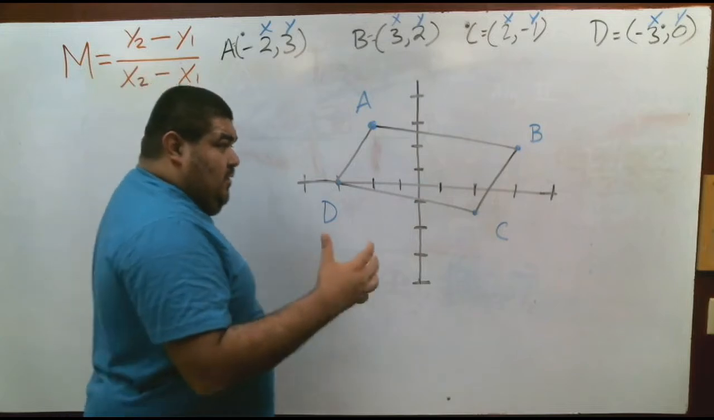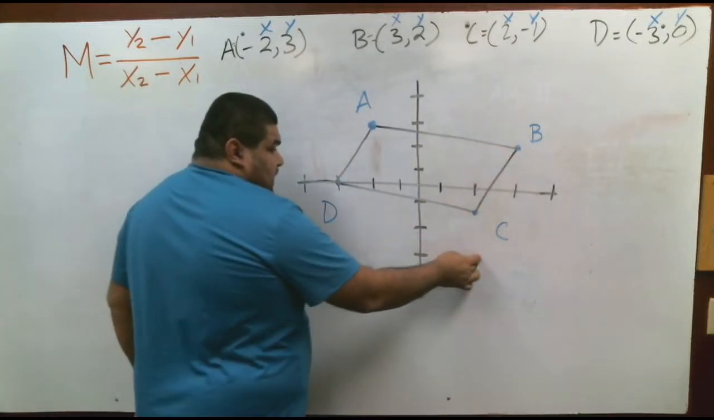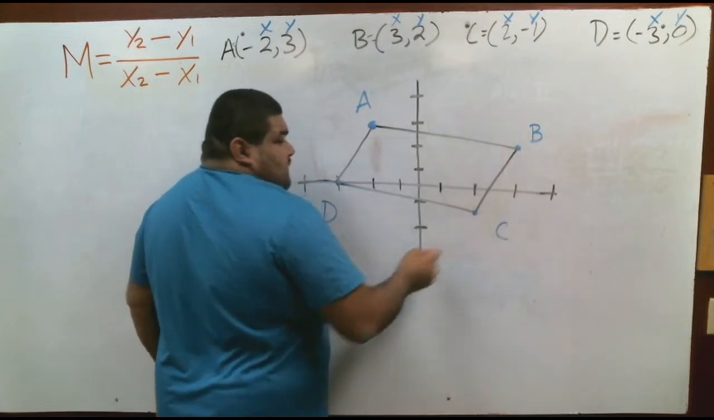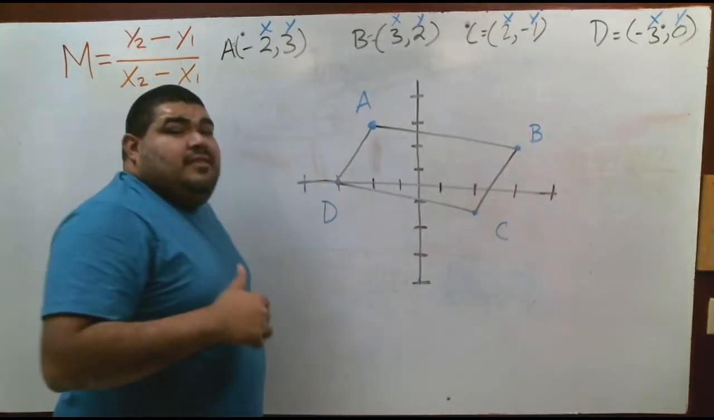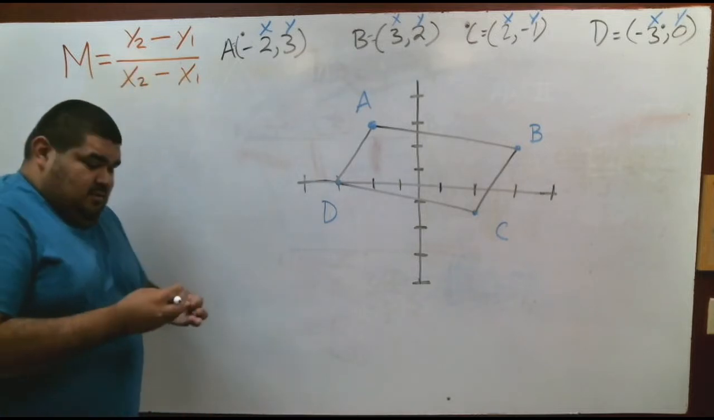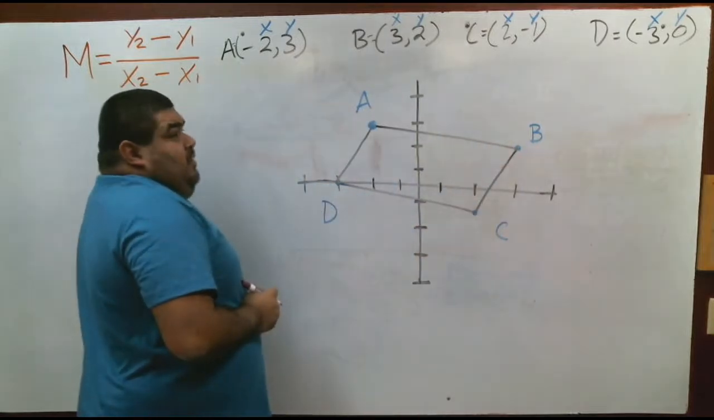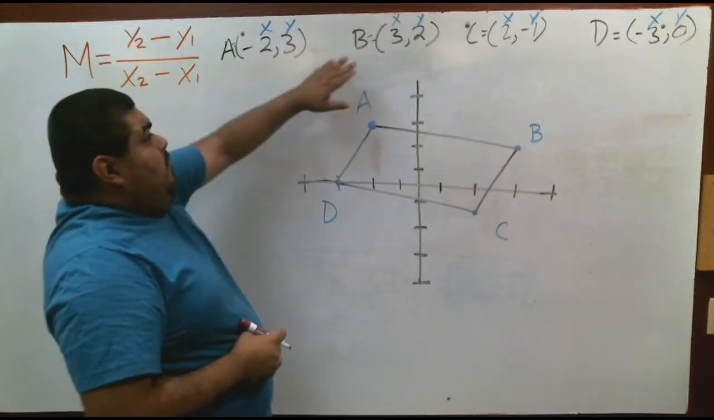If your sides are the same, meaning if A and B is the same as D and C, and B and C is the same as A and D, then this is a parallelogram, okay? So let's test it out. Let's start off with A and B. So we have point A, point B.